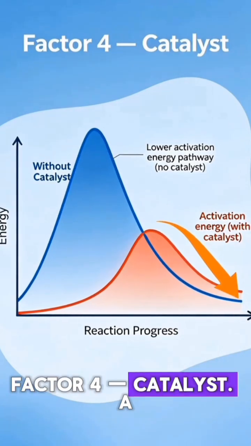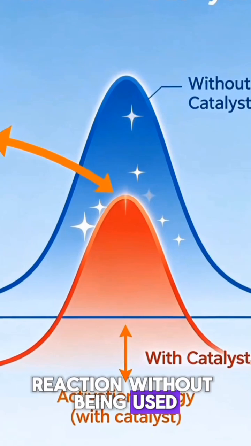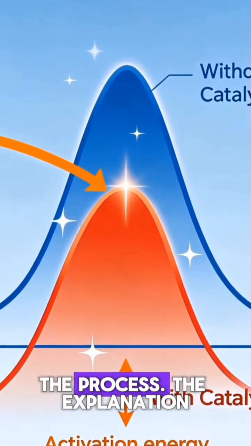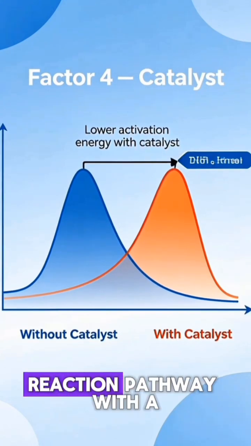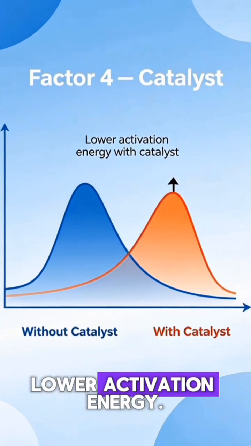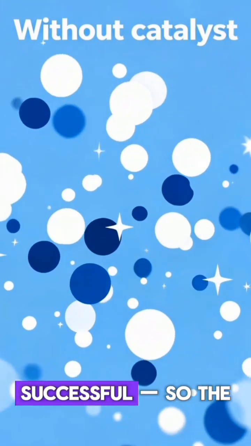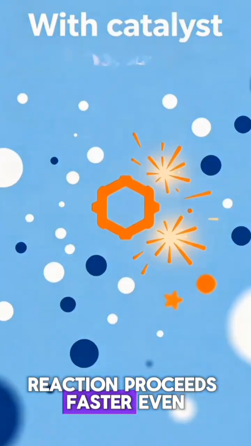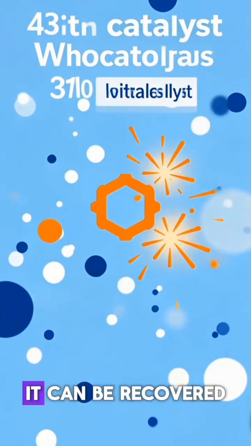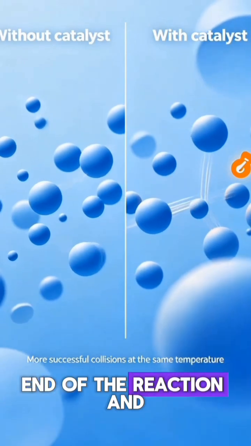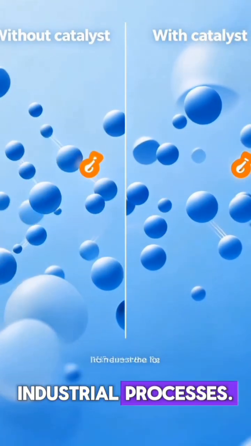Factor 4, catalyst. A catalyst is a substance that increases the rate of reaction without being used up or permanently changed in the process. The explanation? A catalyst works by providing an alternative reaction pathway with a lower activation energy. This means more collisions have enough energy to be successful, so the reaction proceeds faster, even at the same temperature. Because the catalyst is not used up, it can be recovered at the end of the reaction and used again, making it extremely cost-effective in industrial processes.